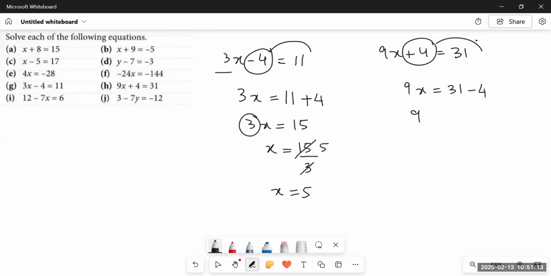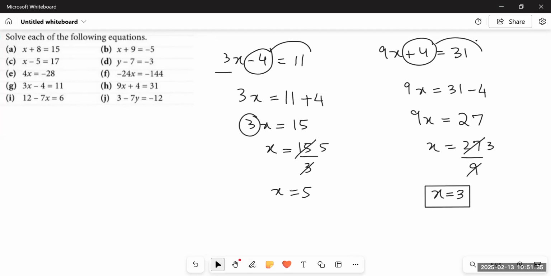Now we will solve 31 minus 4, which would be 27. What to do next? Now we will look at 9, which is multiplied with x. So on the other hand side, we will have to divide it, and it would be 27 upon 9. So finally the answer would be 9 ones are 9, 9 threes are 27. x is equal to 3 would be your final answer. So you see how easy it is. You just have to follow the steps.